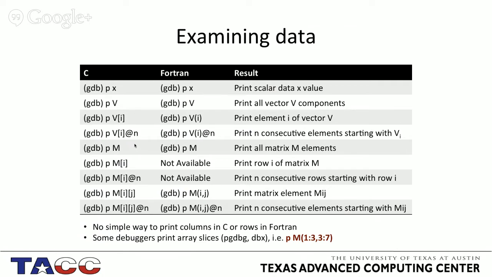Now, you can use GDB with C or Fortran. There's a little bit of difference in the way they access the arrays because Fortran and C store their arrays differently. And GDB is primarily designed for C, it's GNU. Fortran, to me, appears to be an afterthought.